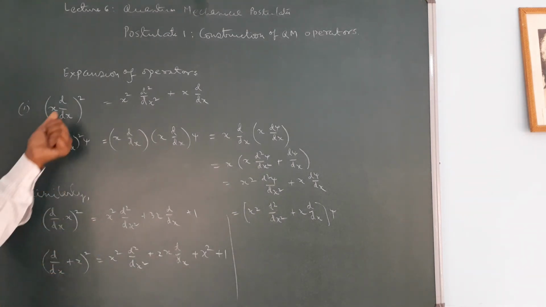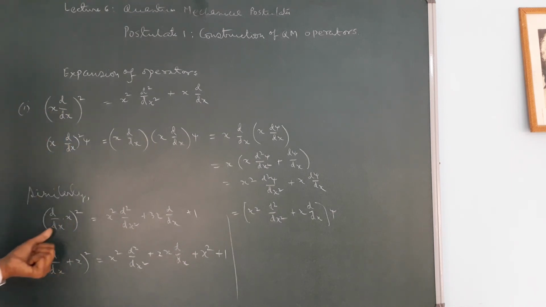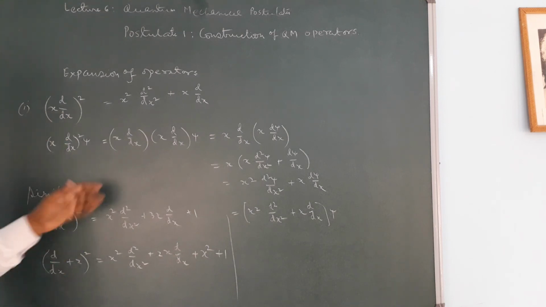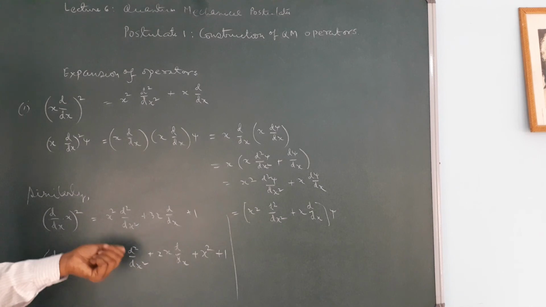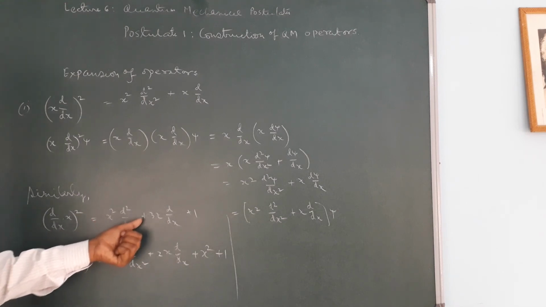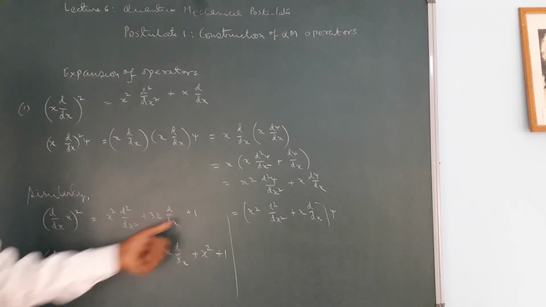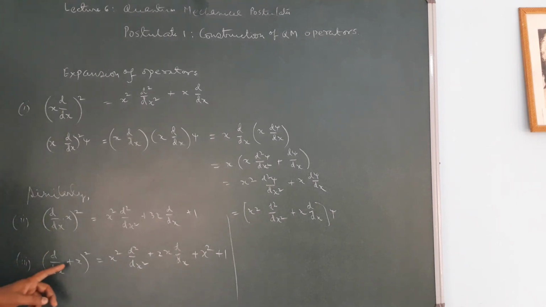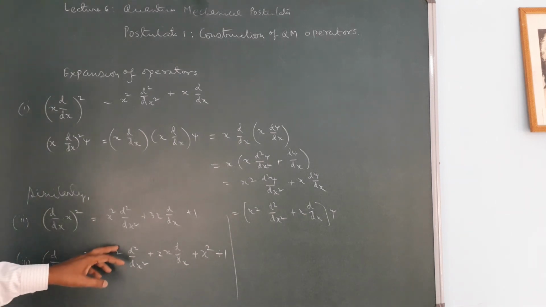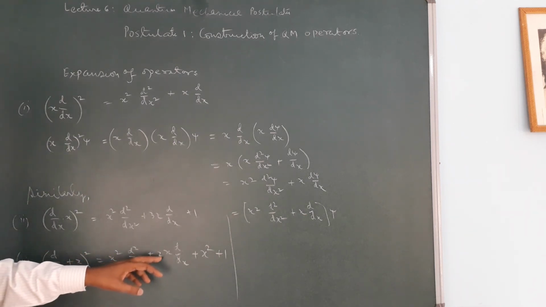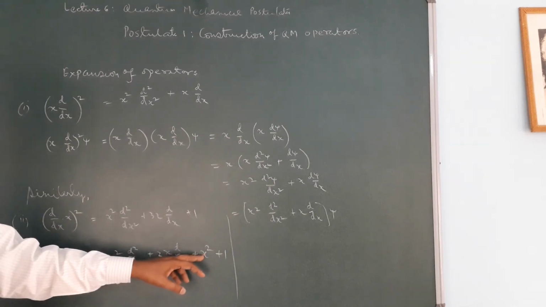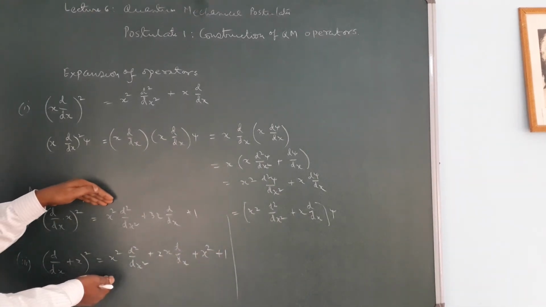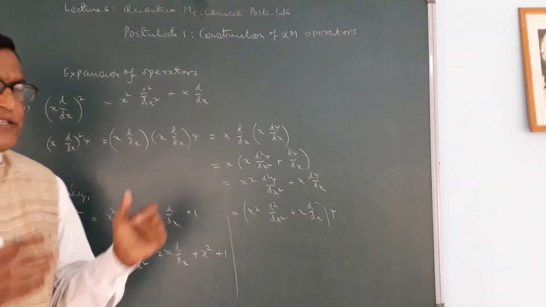Then this one, here the terms are exchanged. d/dx into x square, the value becomes different: x square d2 by dx square plus 3x d/dx plus 1. And (d/dx plus 1), this one is 2, and this one I can write as 3 d/dx plus x whole square equal to x square d2 by dx square plus 2x d/dx plus x square plus 1. These are given for my dear students to exercise at home.